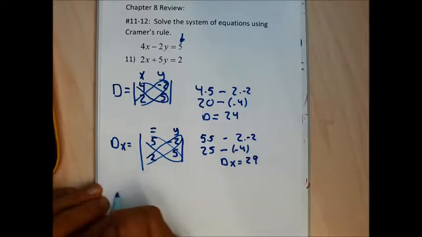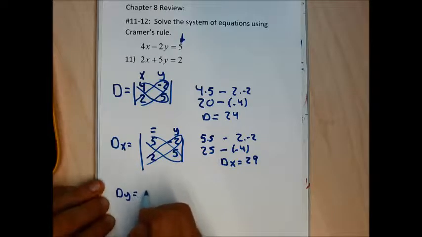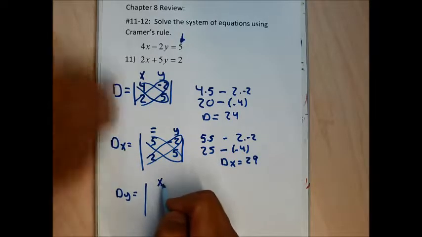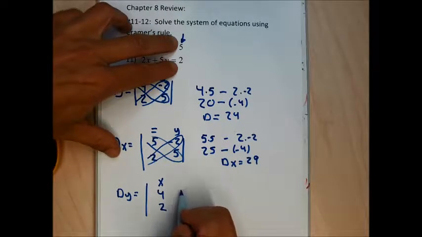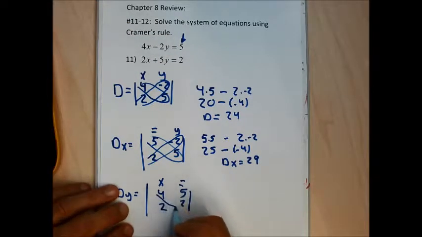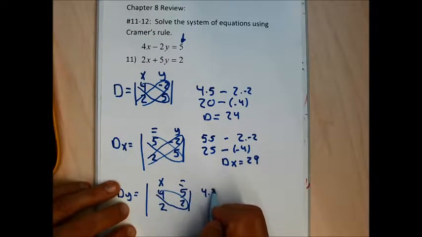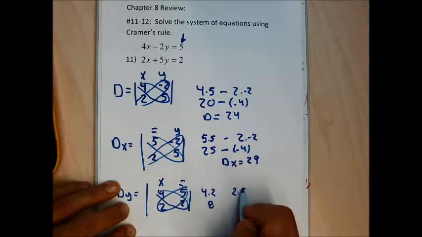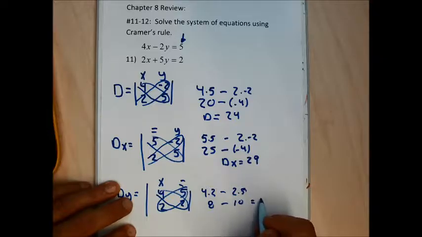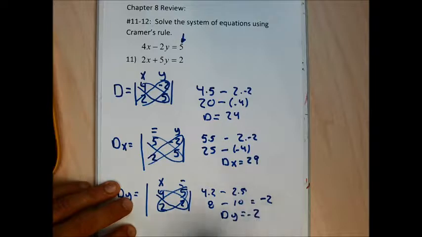Yuck. Then I create a D sub y number. D sub y has the numbers from the x column first, which are 4 and 2. Then the numbers from the equal column, which are 5 and 2. Let me cross multiply down and go 4 times 2, which is 8. Cross multiply up and do 2 times 5, which is 10, and subtract those results. I get 8 minus 10 is negative 2. So D sub y is negative 2.